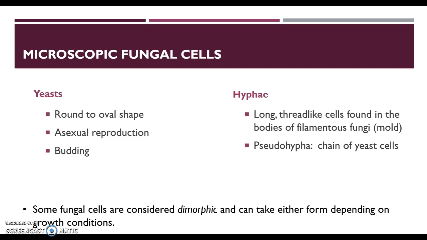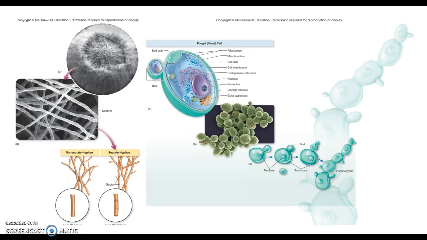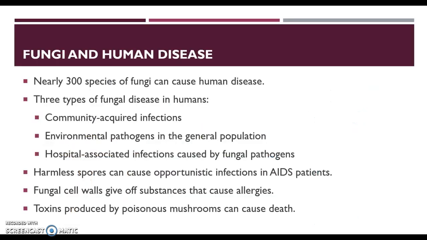And some fungal cells are considered dimorphic, and that means that they can take on either shape, either the hyphae or the yeast cell type, depending on the environment that they are currently living in. And this is an example here. You can see the hyphae, what those look like, and then the yeast, what those look like in comparison.